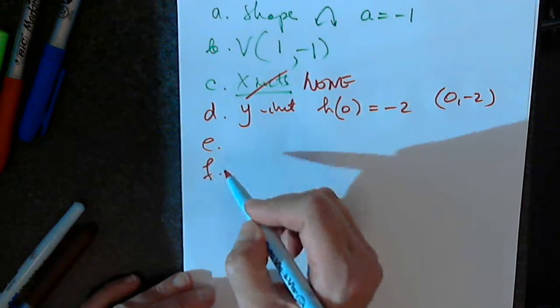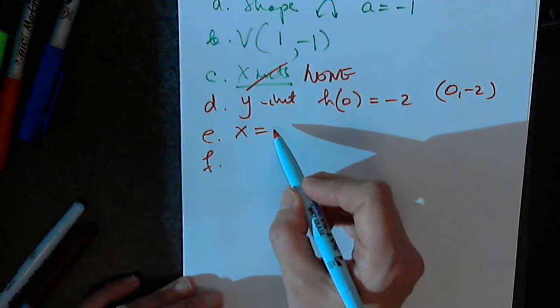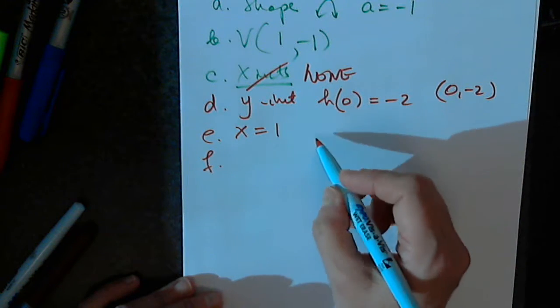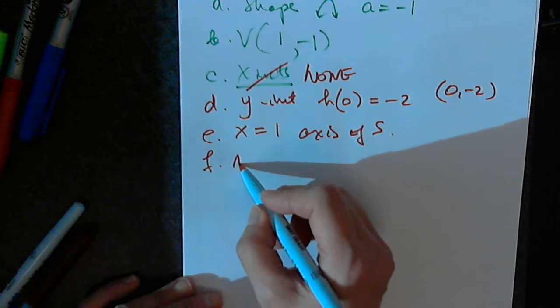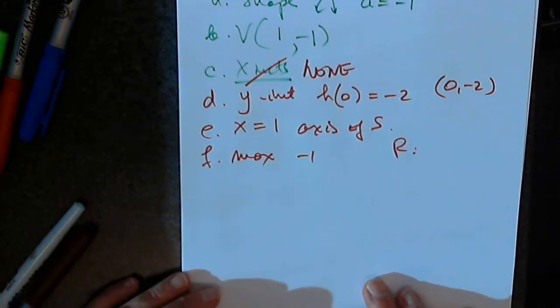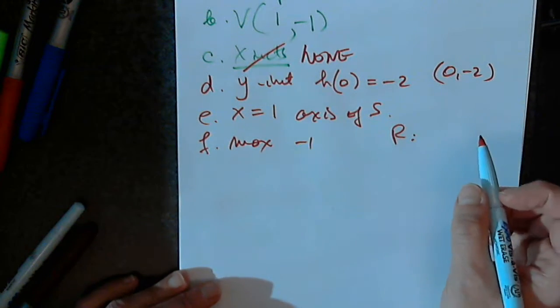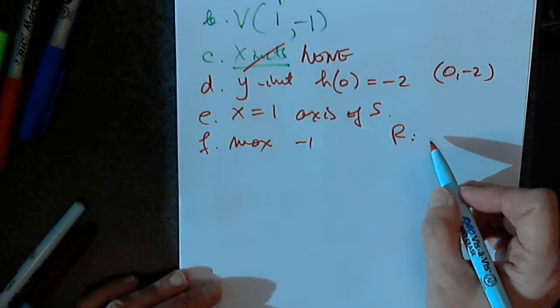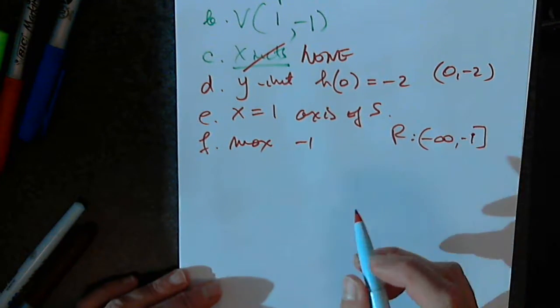And E and F, just words. What is the axis of symmetry? Negative 1. And what is the maximum? And now you can give me the range without even graphing it, because you know how it looks. Negative 1 to negative infinity. Yes, you're right, but negative infinity to negative 1. Yes. Good.